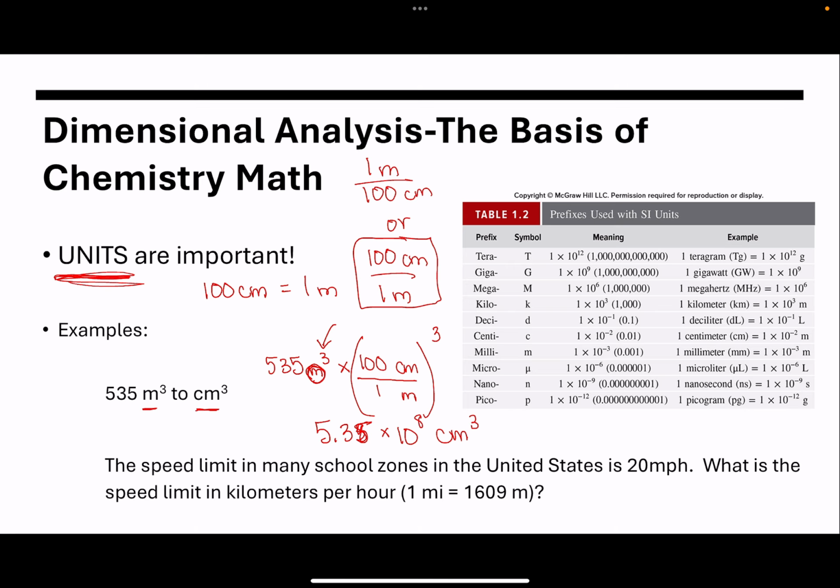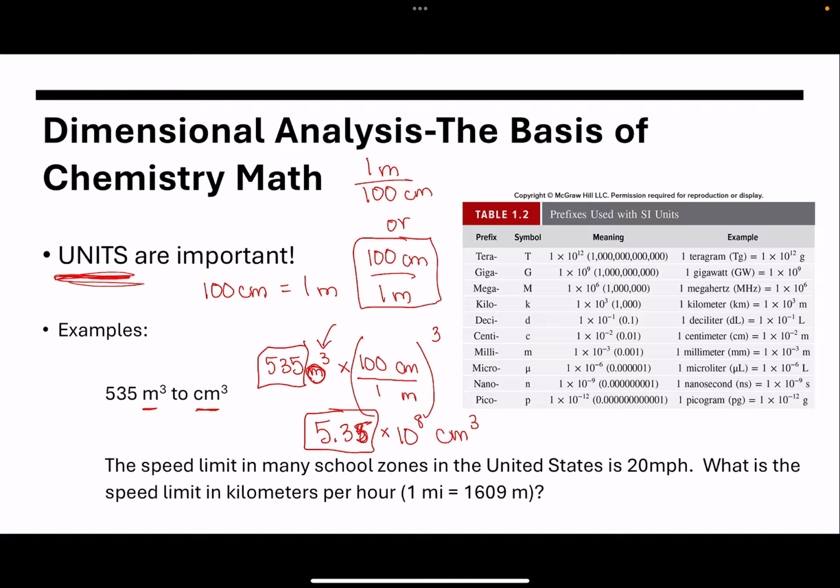5.35 times 10 to the 8th cubic centimeters. And you can see here, we started out with 3 sig figs. Our answer here is in 3 sig figs. Okay, let's look at this next one here.